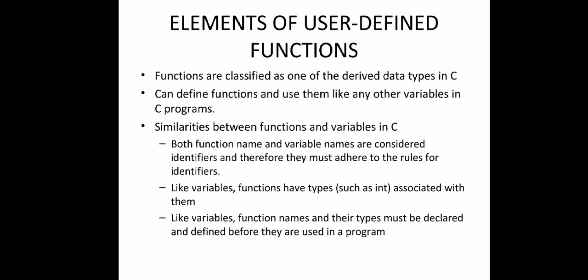Like variables, functions have types such as int associated with them. Whenever we declare variables, we have to specify their data types. In a similar way, we are going to specify the data types for functions as well. Like variables, function names and their types must be declared and defined before they are used in a program. So before using any function names, we should declare and define the names and their data types.